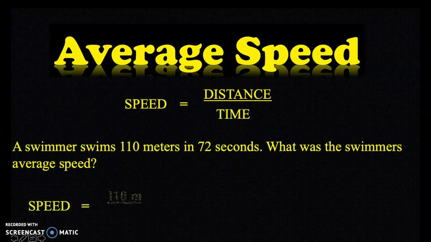Okay, again, we set up the equation. We place distance first at the top, 110 meters. We place the time below, 72 seconds. We work out the division, and we get 1.53. Again, we are calculating a measurement here, so we are needing units. Again, meters per second.